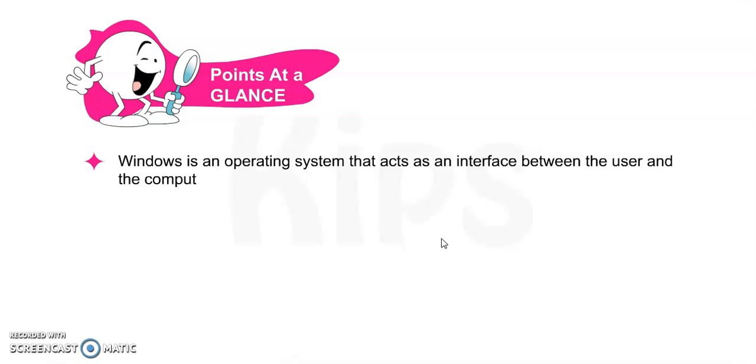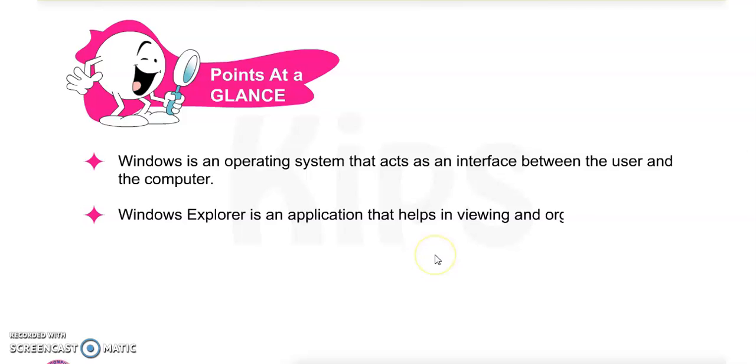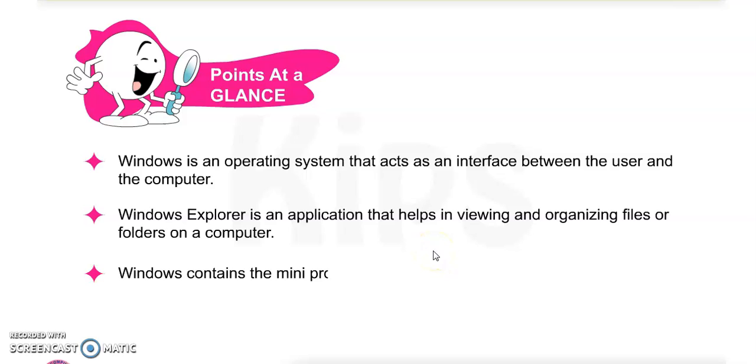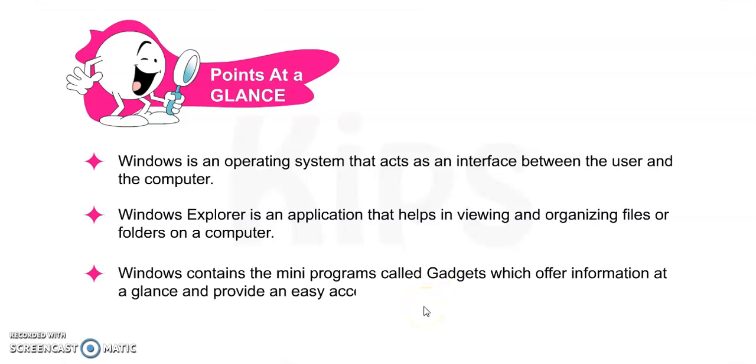Okay children, now that's all for chapter 2. Now there are some points at a glance. We can revise those points. Windows is an operating system that acts as an interface between the user and the computer. Windows Explorer is an application that helps in viewing and organizing files or folders on a computer. Windows contains mini programs called gadgets which offer information at a glance and provide easy access to frequently used tools.